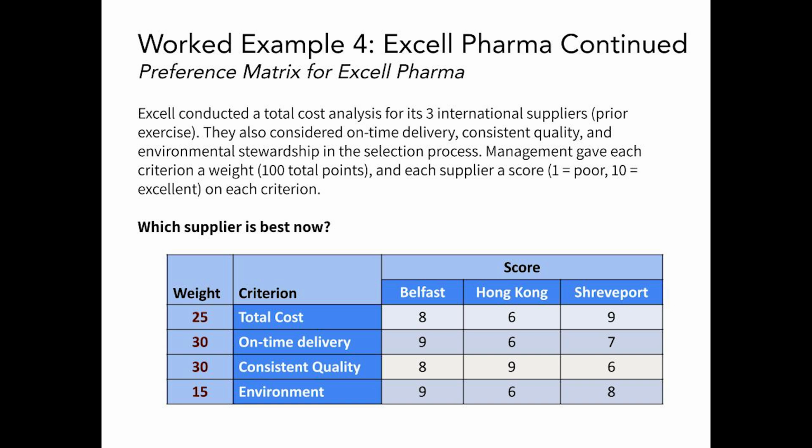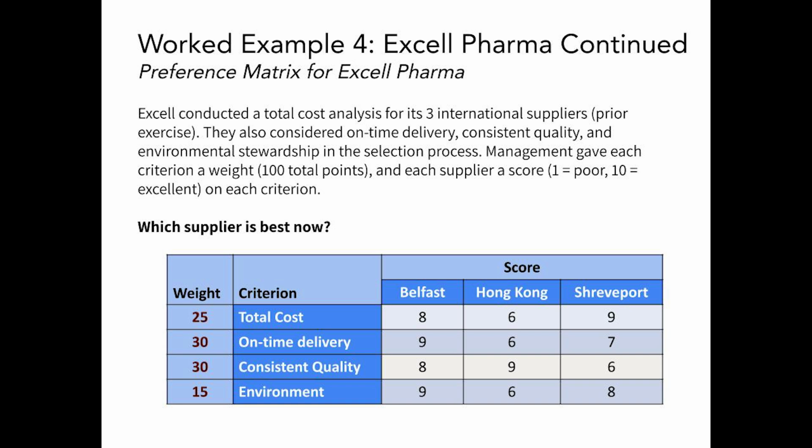Total cost. We've maintained our quantitative analysis as a foundational element, assigning it a weight reflective of its importance. On-time delivery. Given a weight due its critical role in maintaining operational efficiency and customer satisfaction. Consistent quality. Heavily weighted to reflect the impact of material quality on our final product. Environmental impact. Assigned a weight to underscore our commitment to sustainability.